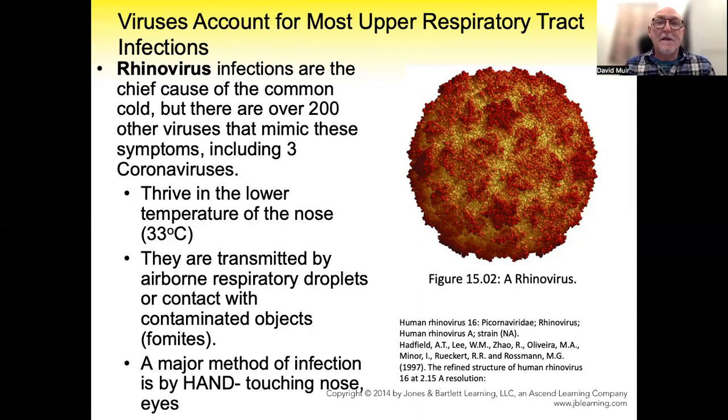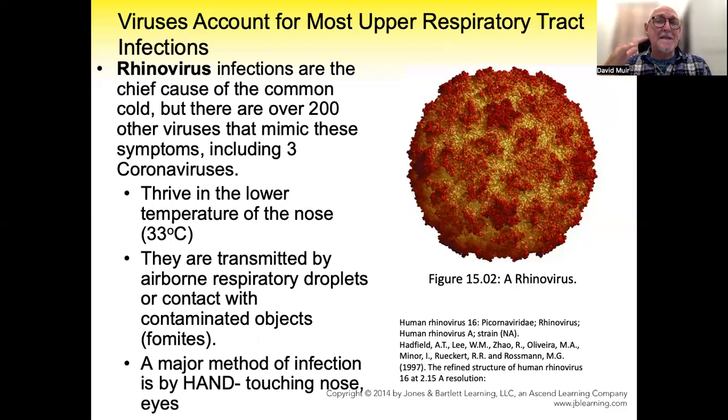So rhinovirus infections occur in the upper respiratory tract, because the upper respiratory tract is actually slightly cooler than the rest of the body. It stands to reason. We've got a very big evaporative surface in our noses, and the temperature of the nasal tissue tends to be lower, about 33 degrees Celsius. And that is one of the reasons why the onset of a fever is actually beneficial in a cold, because it raises the temperature, and these viruses don't function well at a higher temperature.